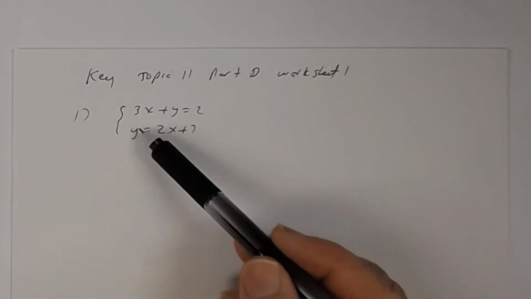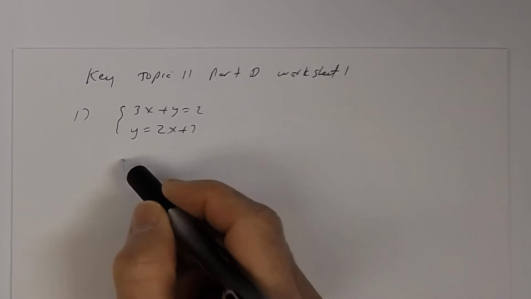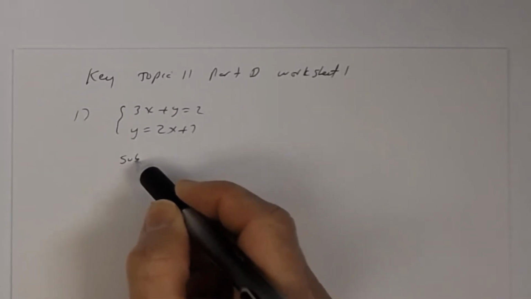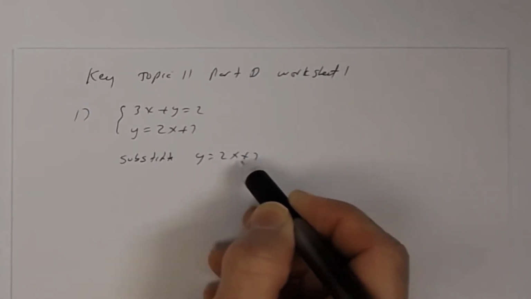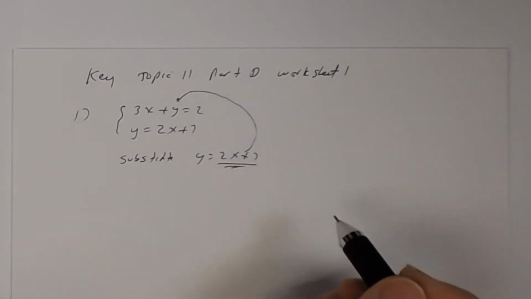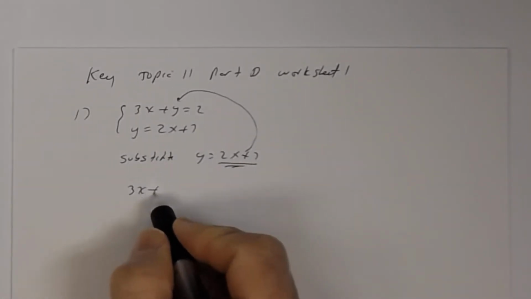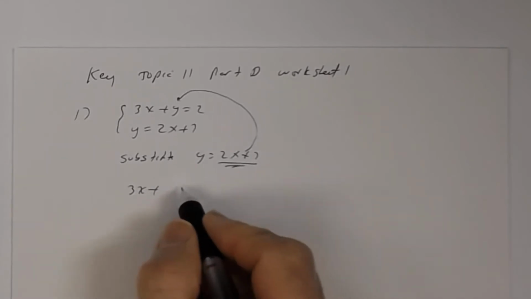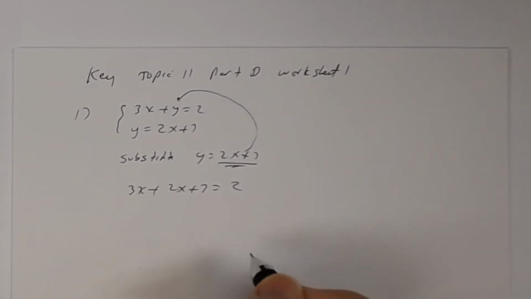And notice that this one's already easy for you because the variable y in the second equation is already by itself. So basically you're going to substitute y equal 2x plus 7, this expression here, into the other equation in place of y. So then I get 3x plus, and then this is your y now, so 2x plus 7 equal 2. And then you just solve this linear equation.